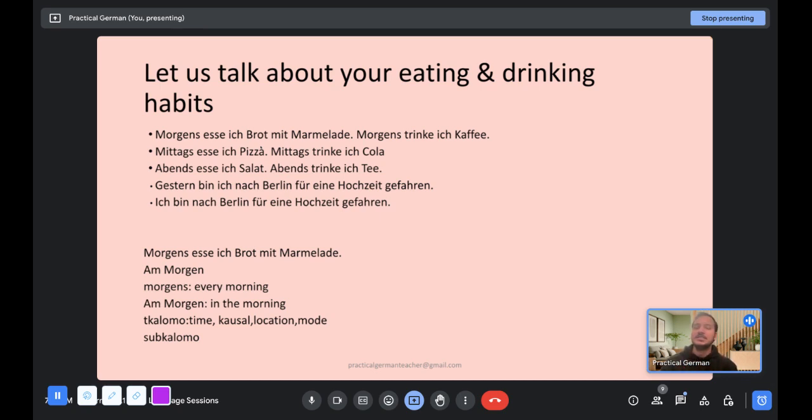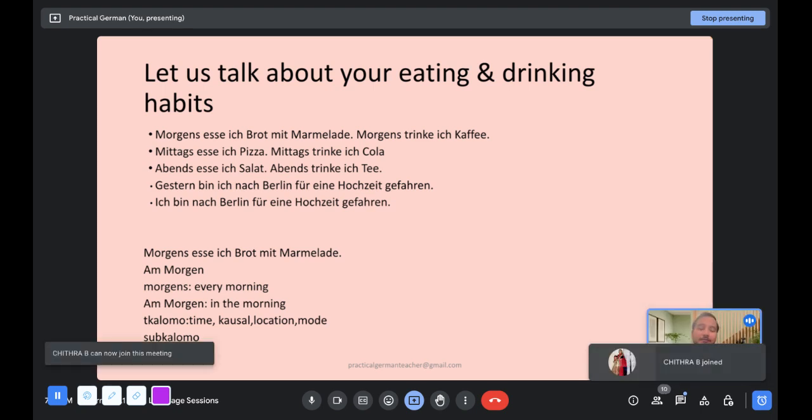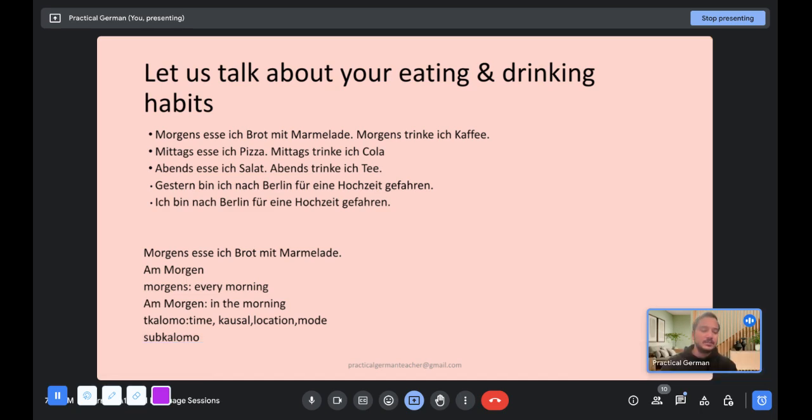Just a quick question. Last week we spoke about adjectives, right? Here I'm saying in the morning I eat bread with jam. If I want to say in the morning I normally eat bread with jam, how do I say normally? What is the adjective or adverb to say normally? Come on. No one? Take a guess.